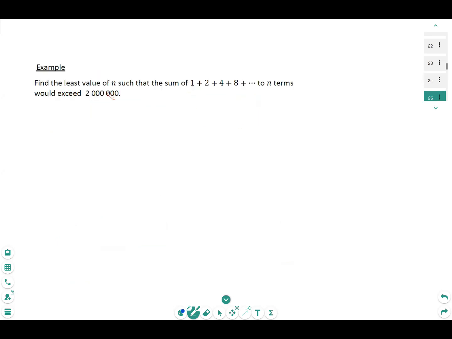Find the least value of N such that the sum 1 plus 2 plus 4 plus 8, N terms, would exceed 2 million. So first of all, we need to check if this is an arithmetic or geometric sequence or series rather. We can see we're multiplying by 2 each time, so this is definitely a geometric series, because we're adding all the terms together. So I recall straight away in an exam, I'll recall the formula.